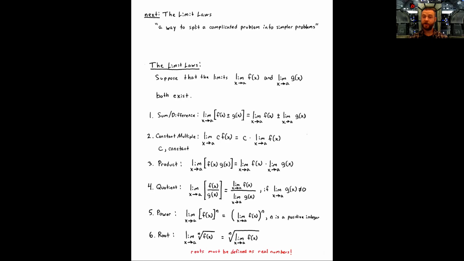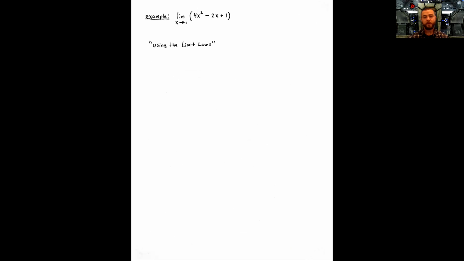All right, so let's take a look at an example of how we would apply these limit laws. Let's take a look at what seems to be a simple limit: the limit as x approaches 1 for this function, 4x squared minus 2x plus 1. Now, we're going to take the mathematical approach. We're going to try to build from one idea to the next in a logical, linear fashion. Use one idea to get the next, then the next, and so on.